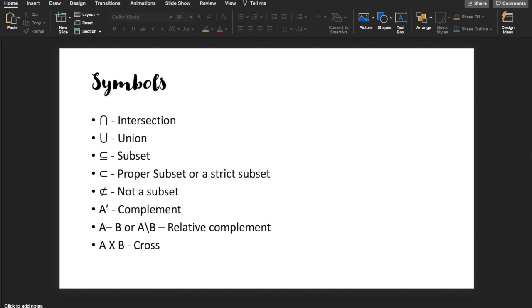We're going to be continuing more on sets today. So the topic is symbols. So without further ado, let's get on with the video. So the first one is intersection. It's represented by an upside down U.